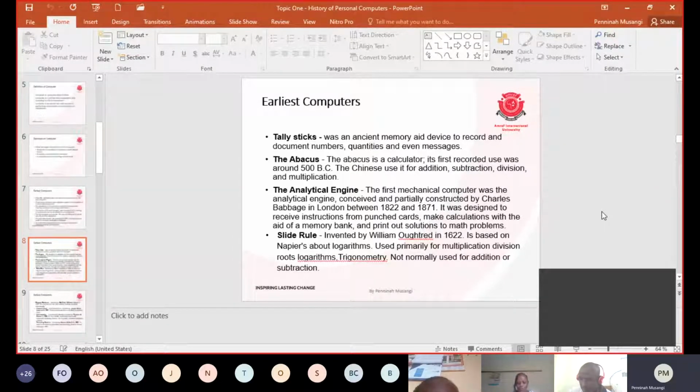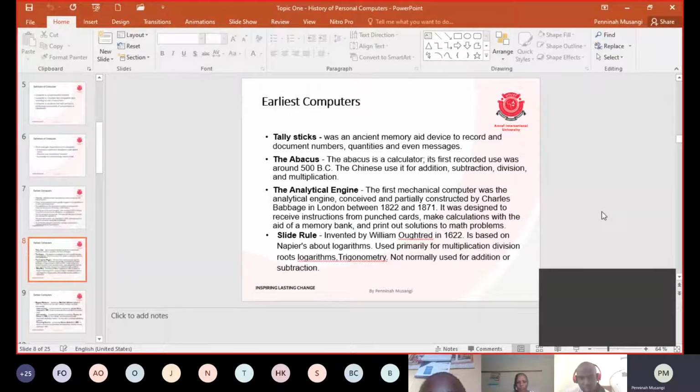So, tally sticks. Then we also have another form of early computer, and that was the abacus. The abacus is a calculator, and it was first recorded in the year 1500. It is actually a Chinese invention, and they invented it to help them to add, to subtract, to divide, and even to multiply. What we are seeing from these uses is that it was being used to calculate or to compute, and therefore we can say it's also an early form of a computer.